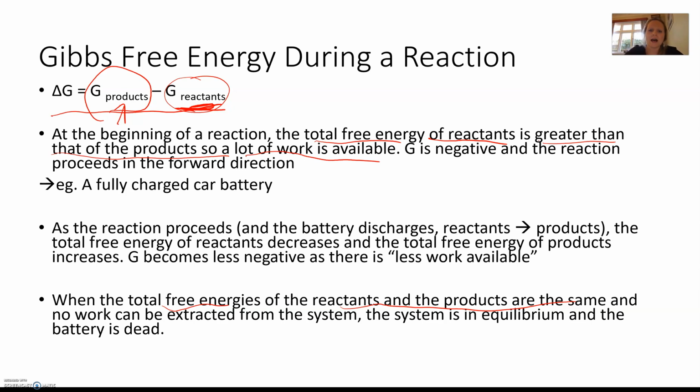If we link this to a car battery, we go back to the beginning. When your car battery is fully charged, that's an example of a negative G for the reaction, because the reactants have a lot more free energy and they're available to do a lot of work. As the reaction proceeds and the battery starts forming products, that negative G becomes less so, because there are fewer reactants and less work available. Finally, when there's no more work available, the free energies are the same between the reactants and products, and the battery is dead. I hope that makes sense.